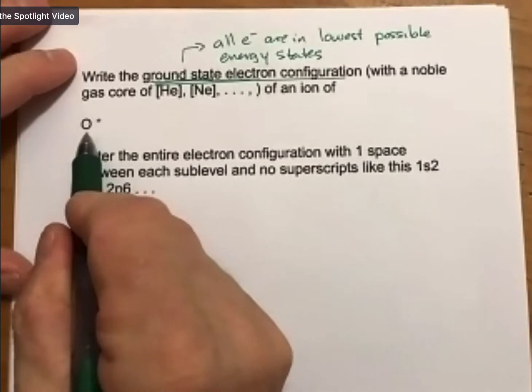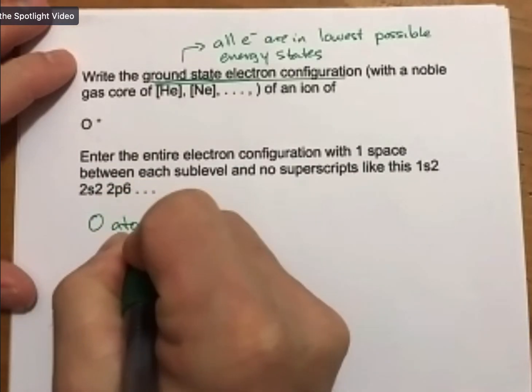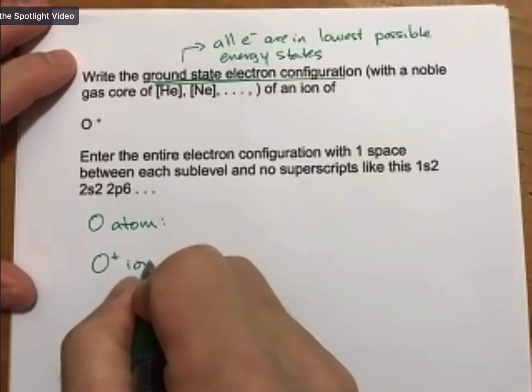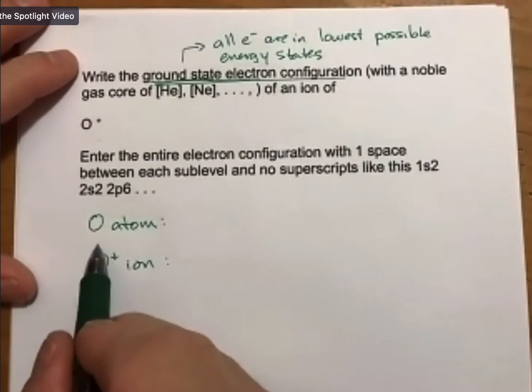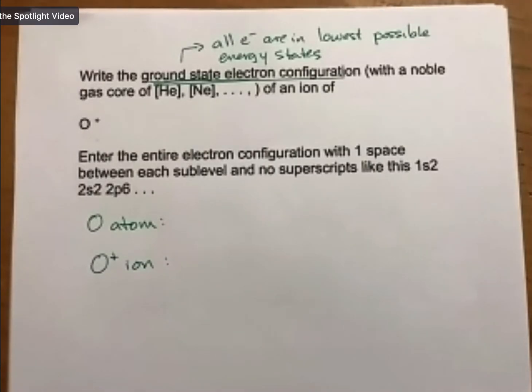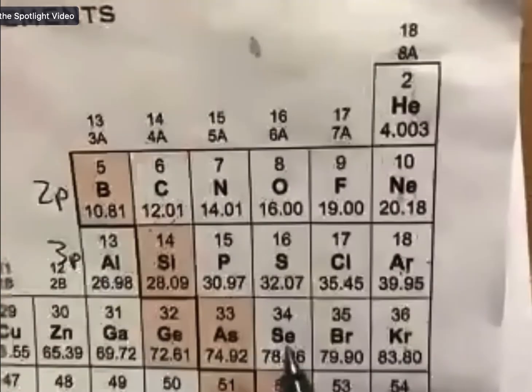Now, whenever I do ions, I always start by doing the atom, and then I'll do an ion. And hopefully the reasons will become apparent as I work through a couple of these problems. For the oxygen atom, I go to my periodic table. Oxygen is element number 8. That means it has 8 electrons.